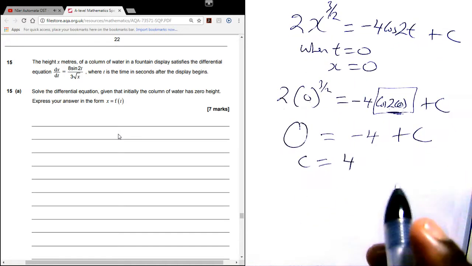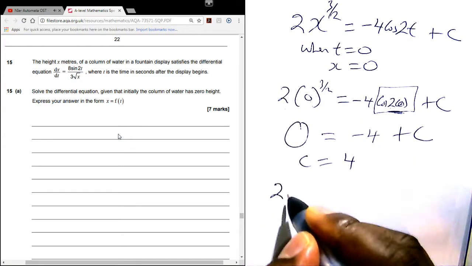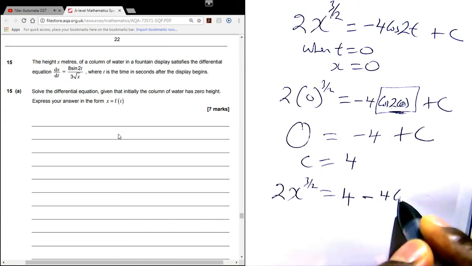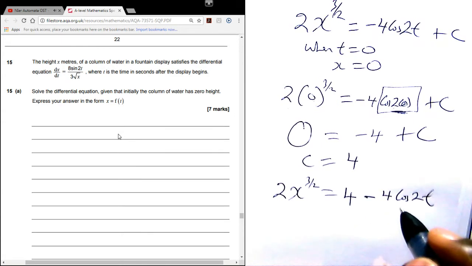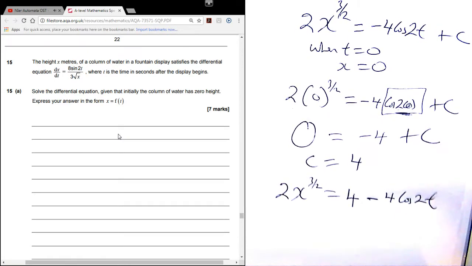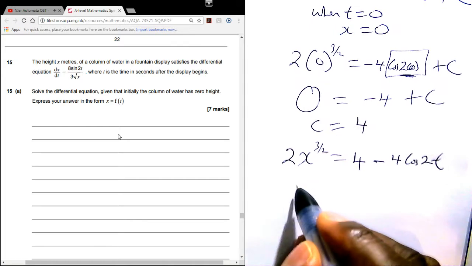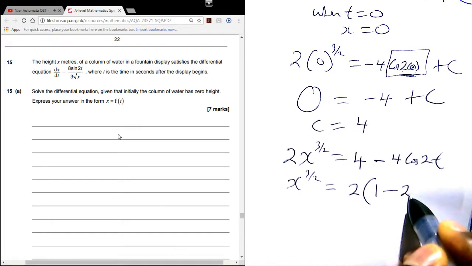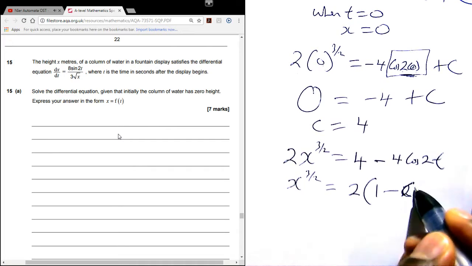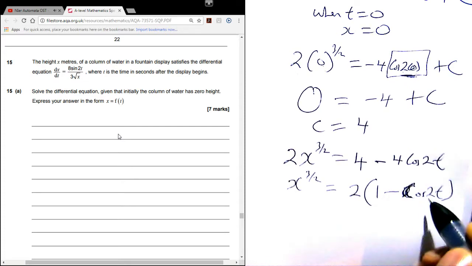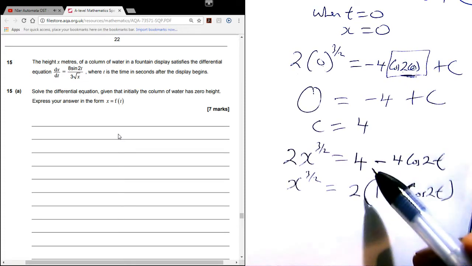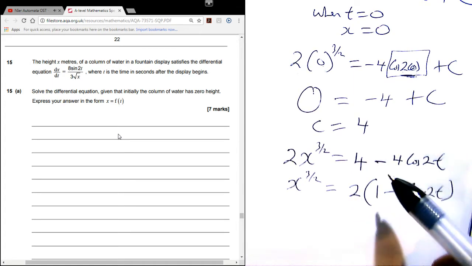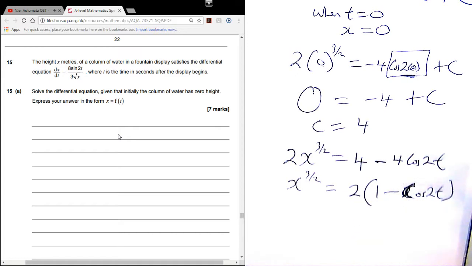If c is 4, that means, going back to our equation, 2x to the power 3 over 2 equals c, which is 4, minus 4 cos 2t. I would like to make x the subject as we've been asked to do in the question, and that's by dividing both sides by 2. So x to the power 3 over 2 now becomes 2 into bracket 1 minus cos 2t. Now, don't be worried about how I did this. I took out the 4 and it became 4 into bracket 1 minus cos 2t. And I had to divide both sides by 2, so that knocks the 4 down to a 2.